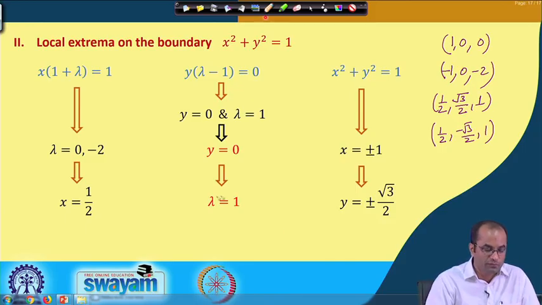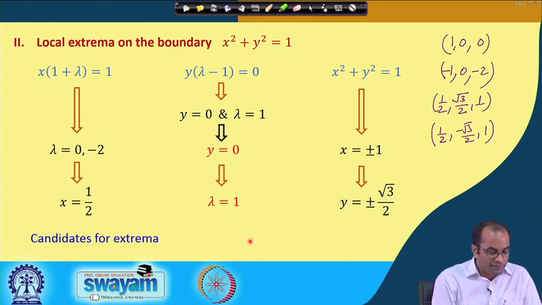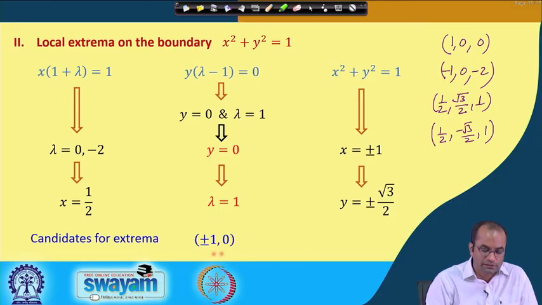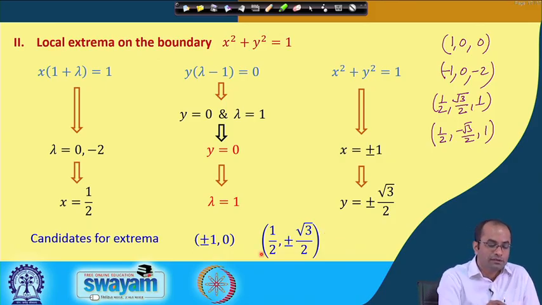We do not have any more possibilities which can satisfy all these equations. So, the candidates for this extrema, I am just writing here in the x y points, because we will compute the function value at the x y point. Lambda is not interesting for us there. So, we have the candidates now, the plus and the minus 1 with the 0. So, the first 2 points there and these 2 points, so this half and plus minus 3 by 2. So, these are the candidates now for the extrema.